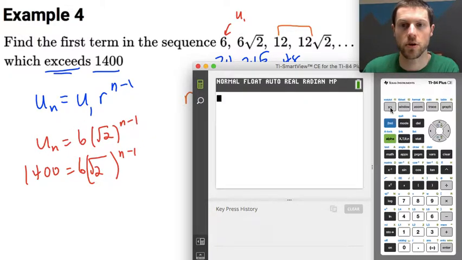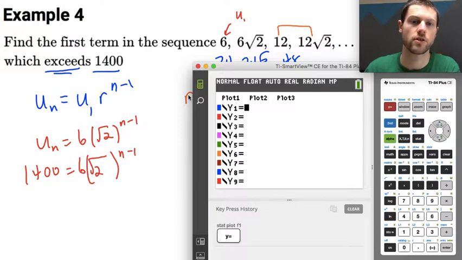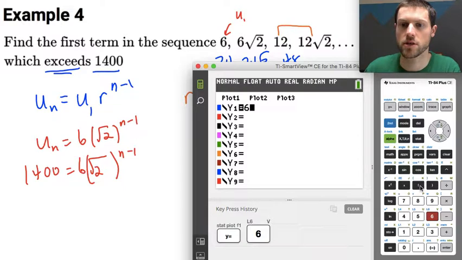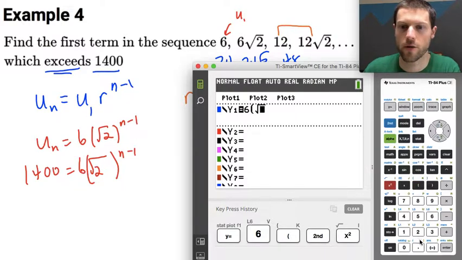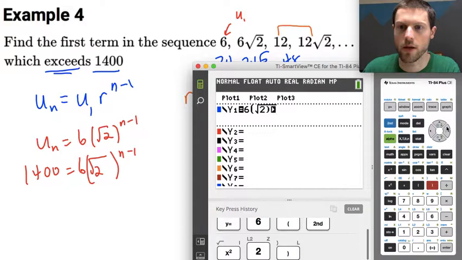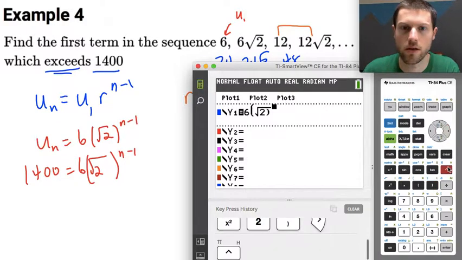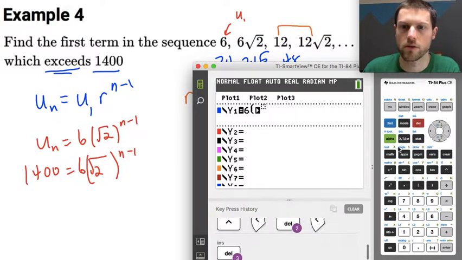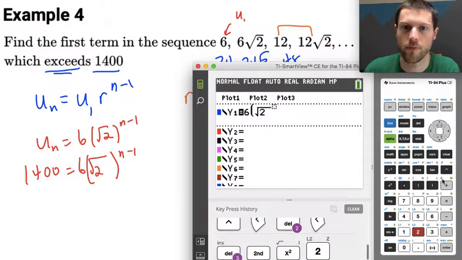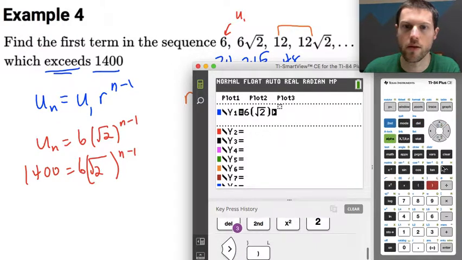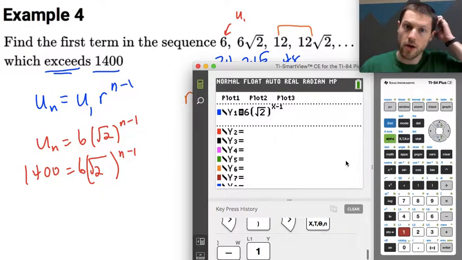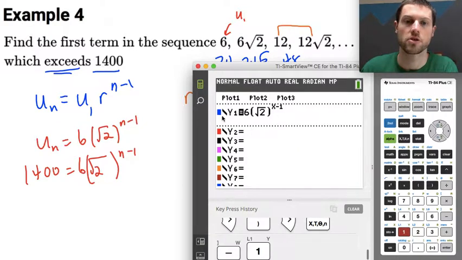in my sequence. So what I'll do is I'll go to the y equals page first, and I'm going to type in my sequence for the general term formula that I found. So 6 times the square root of 2, and that is raised to the, hold on a second. Something got weird with these parentheses. Let me go back. So this is the square root of 2. There we go. And then that is raised to the n minus 1, or in this case, x minus 1 power. So this is my equation that will generate a list of terms.